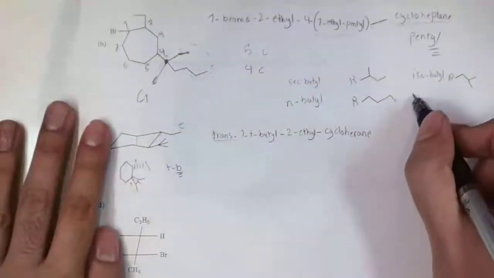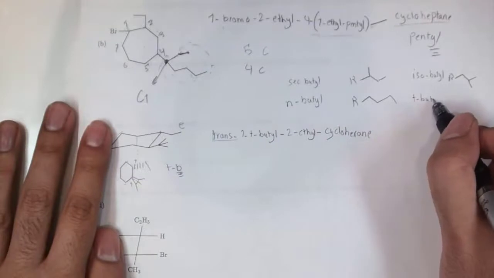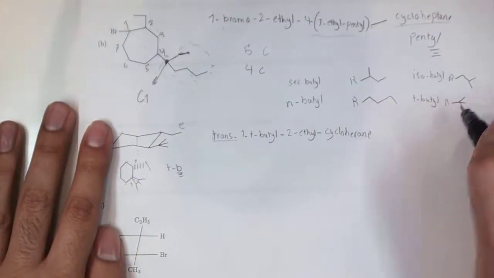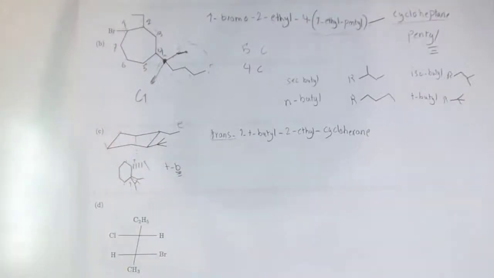And lastly, I could have T-butyl. So I have R. These are all constitutional isomers because I'm moving bonds around. If you want to write it down, if you want to take a picture or anything, go ahead.